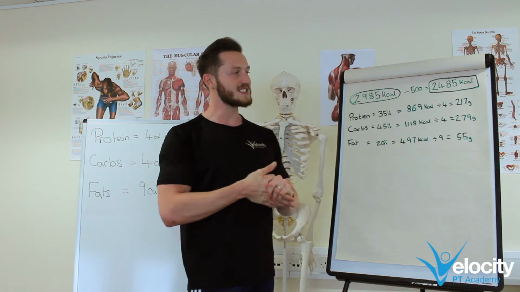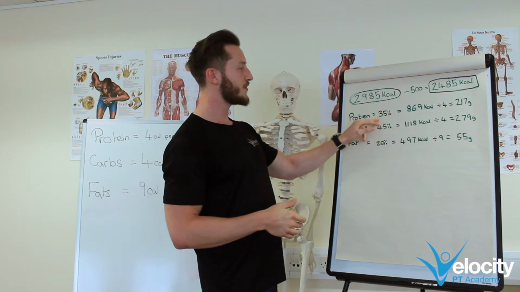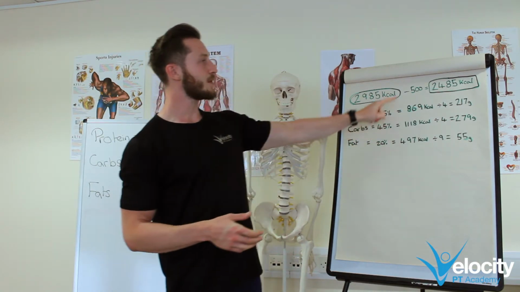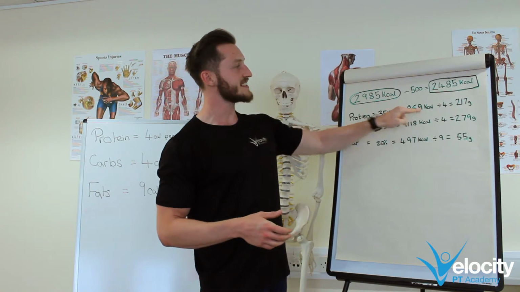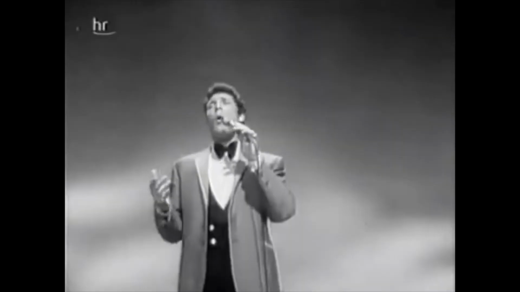So this one here, I've just gone for a basic diet. You may be looking at this being slightly higher protein than usual, but what I've gone for here is a 35%, 45% and a 20% split. So 35% of 2,485 is 869 calories. What we've then done is divided that by 4.